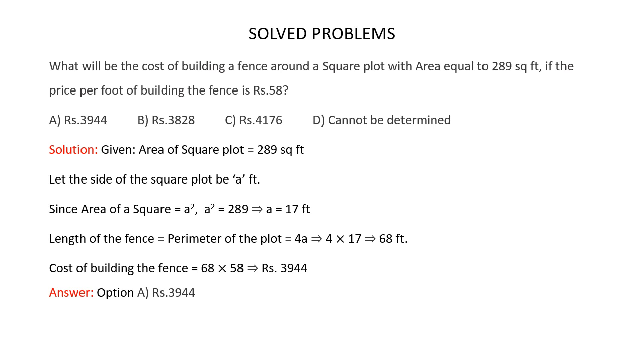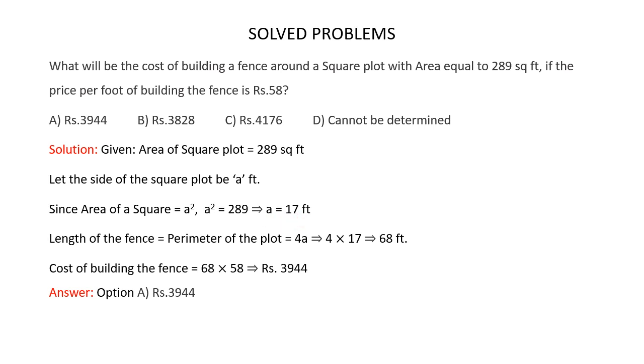Now it's given that area of the square plot is 289 square feet. Now let each side of the square plot be a feet. Now we know that area of a square is equal to a squared. So a squared is equal to 289, which means a is equal to 17 feet.